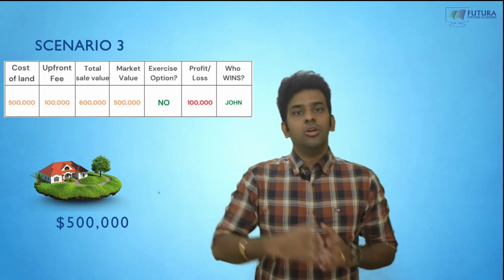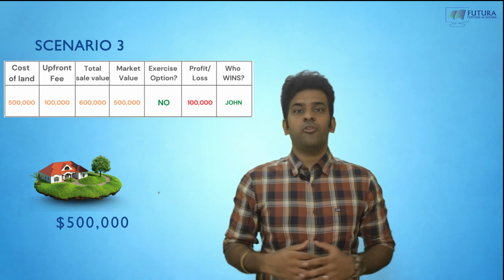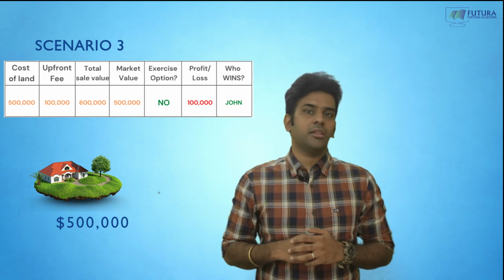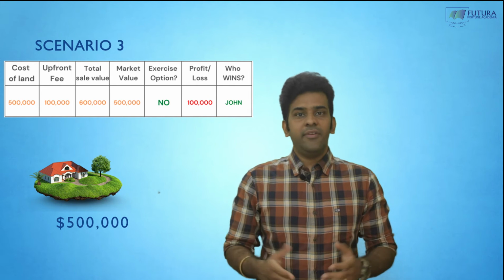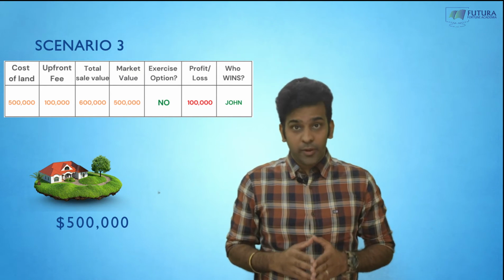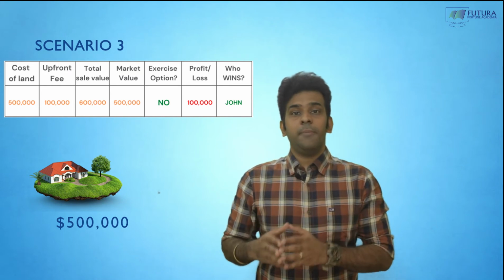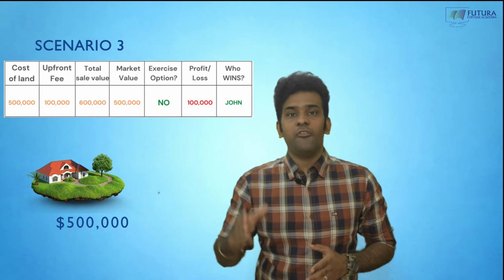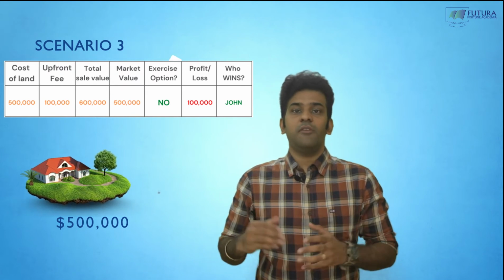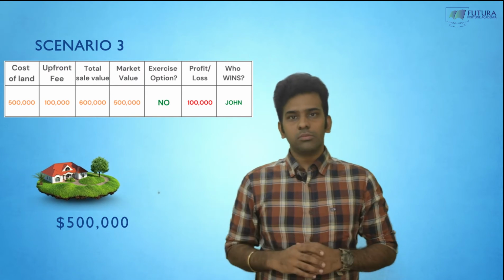So it is better to walk off this deal because he doesn't have to pay an extra cash commitment of $500,000. So David clearly will walk off this deal as well, and he will end up incurring a loss of $100,000 of the upfront fees that he has paid to John. And in this situation as well, John wins $100,000, David loses $100,000 of upfront fees. Point to John, 0 points to David.